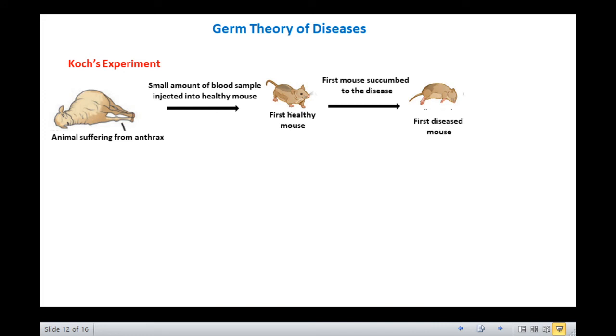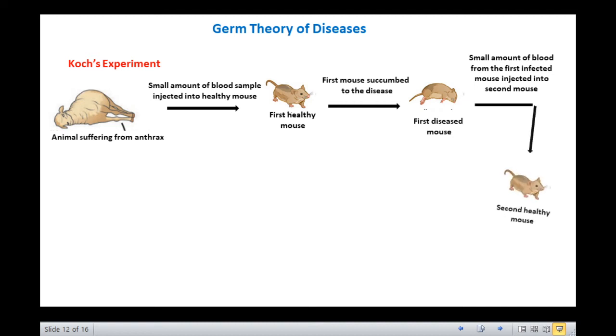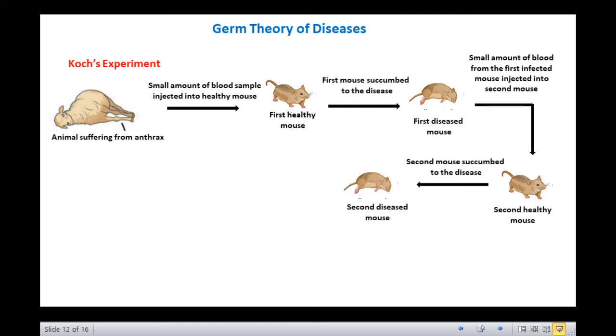Now, he took a small amount of blood from this first infected mouse and injected it into the second mouse. The second mouse too succumbed to the disease. He could then take the blood from the second mouse, inject it into another and obtain the same characteristic disease symptoms. He repeated this process as many as 20 times and proved that the bacteria did indeed cause anthrax.